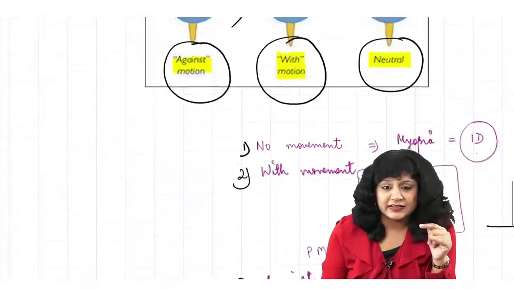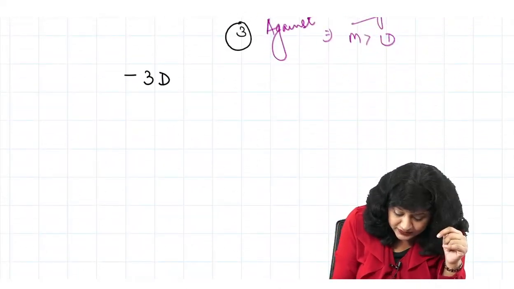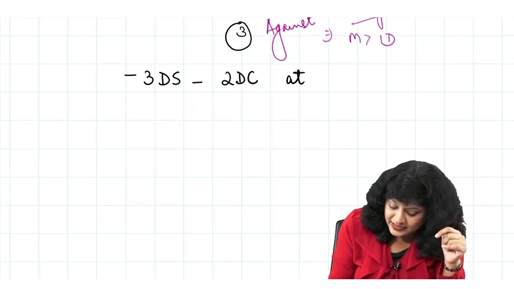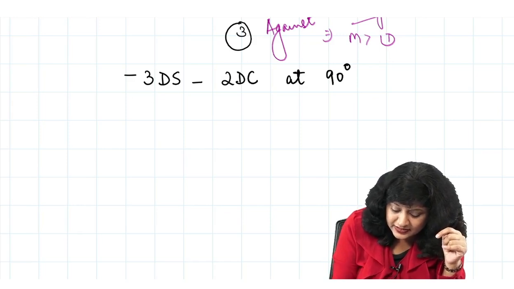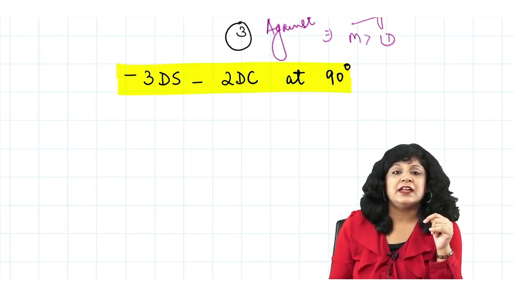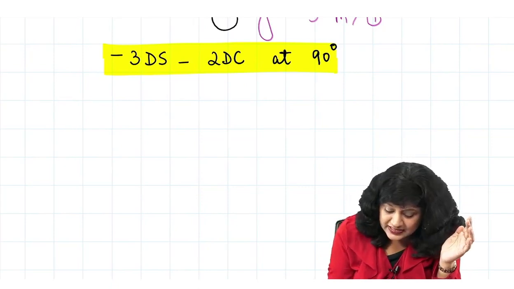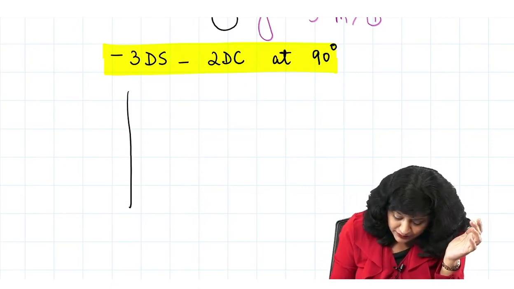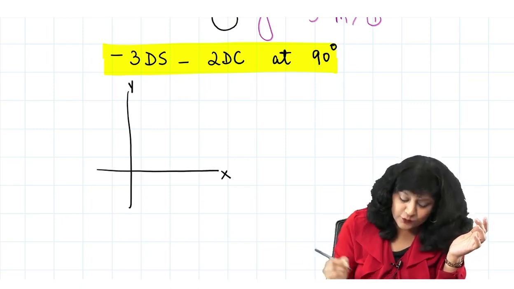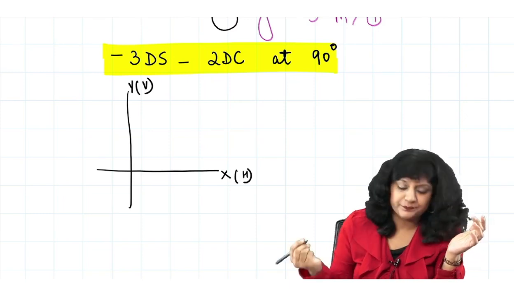So they have written that this patient is having -3 diopter sphere with -2 diopter cylinder at 90 degree. Okay, this is the refractive error of the patient. Now you have to see how to convert this into retinoscopic finding. There is a very easy way of doing this. Okay, we have taken two planes. This is your x-axis and this is your y-axis. This is your horizontal axis and this is your vertical axis, right?